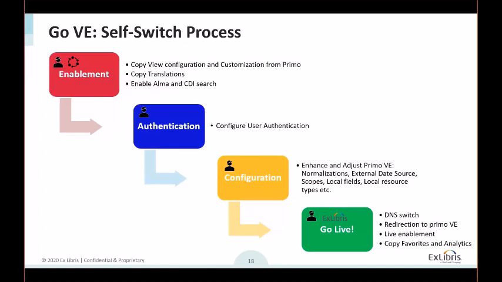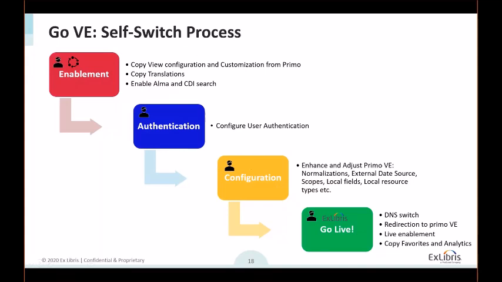The next step is authentication, which is setting up the authentication to allow users to sign in. This is done by the institution with the help of the IT team. Another step is configuration, which is intended to enhance and adjust Primo VE. In this step, you can create normalization rules, local fields, and external data sources. If you have additional data other than ALMA, you can import it during the configuration step, add local resource types, etc. All the tools that Primo VE offers can be part of step 3.